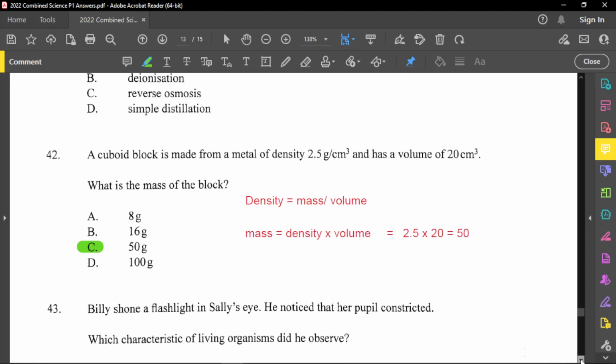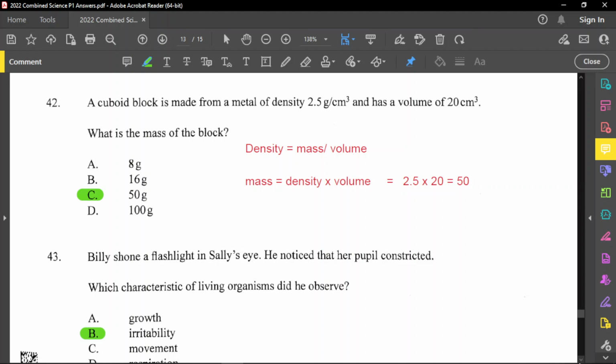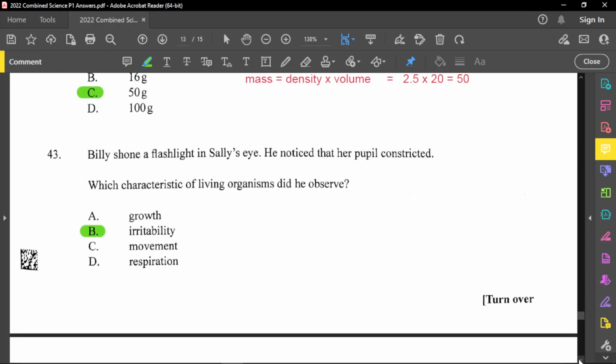Again, you can also pause the video if you want and make sure you get the notes and also get the formula properly and make sure you understand the formula. For 43, Billy shone a flashlight in Sally's eye. He noticed that her pupil constricted, which means the pupil gets smaller, when he shone the light into her eye. He asked, which characteristic of living organisms did he observe?